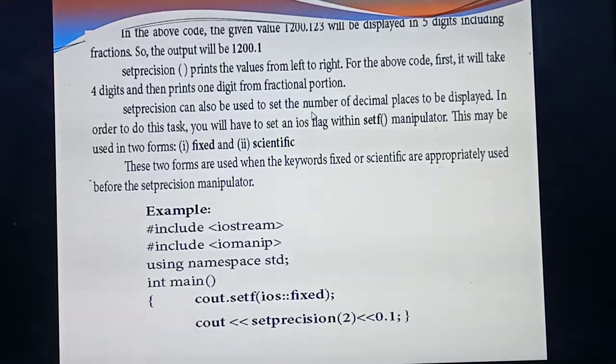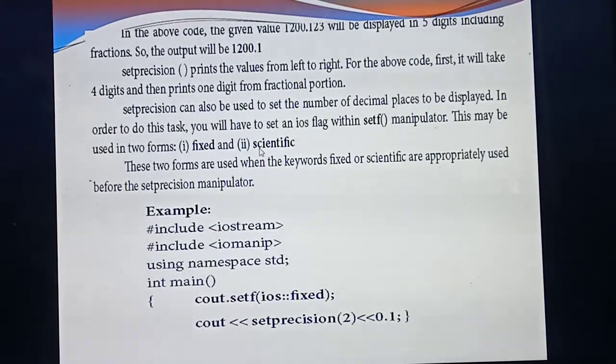Understood? Okay. So here this ios flag can be used in two forms. This is a very important question, this ios flag and set precision question. So this ios flag is used in how many forms? Total two forms. What are they? First one is fixed form and second one is scientific form. Important question. The ios flag is used along with two forms: first one is fixed form and second one is scientific form.